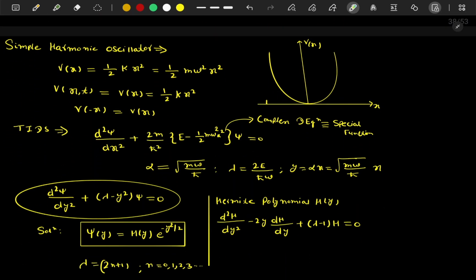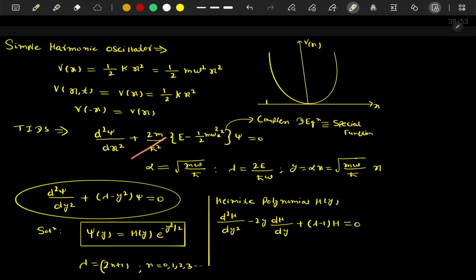Now we will study the simple harmonic oscillator. So we are at the end of the chapter part. So we are having a simple harmonic oscillator. It looks like this. These are the extremes. This is x equal to 0. So the potential is half k x square, half m omega square x square. This is the potential, and the potential is an even potential.